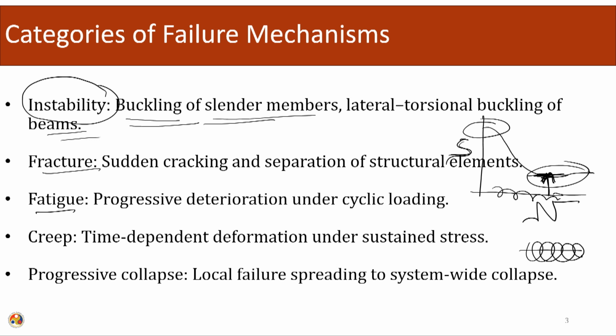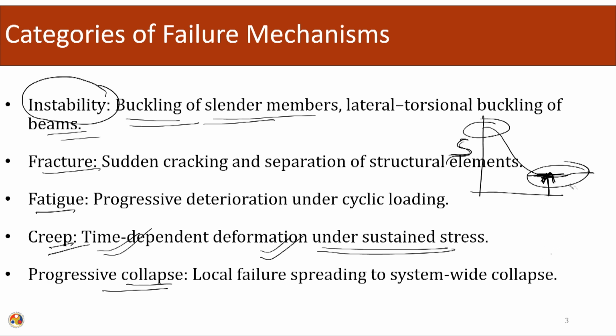Creep. This is a time dependent phenomenon. There is time dependent deformation occurring under sustained stresses. Due to this sustained stress over a long period of time, there might be excessive deformation in the structure which might lead to failure. Progressive collapse. In progressive collapse, the local failure spreads through the system and leads to a system wide collapse.